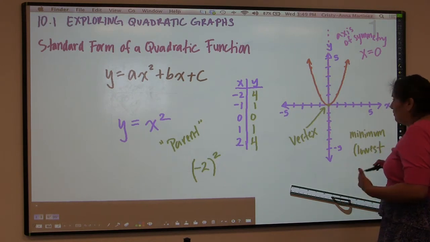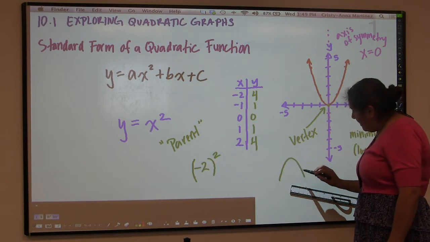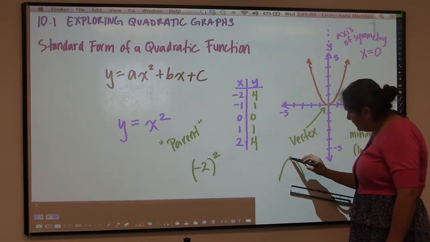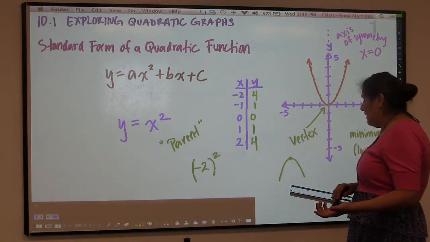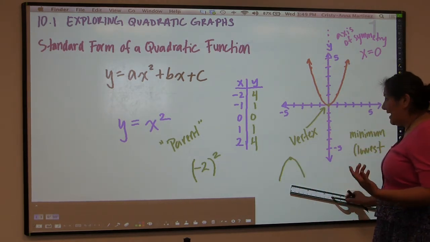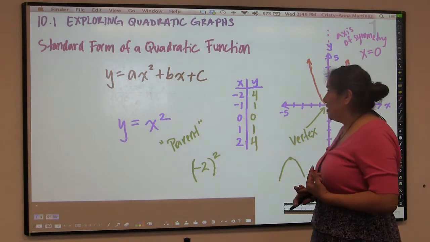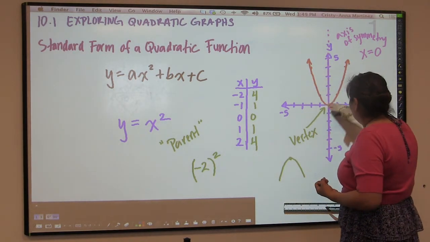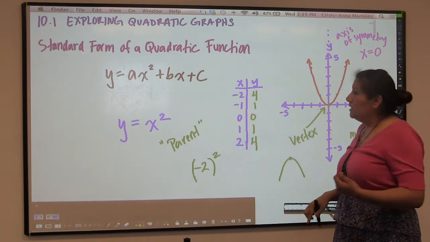But sometimes parabolas can be upside down, so they can look like this. And in that case, this would be the vertex. And because this would be the highest point on the graph, this would be what they call a maximum. So just some vocabulary for you to know. We want the general shape of the parabola. We call this kind of like an upside down umbrella.